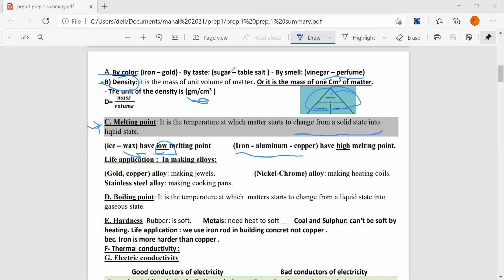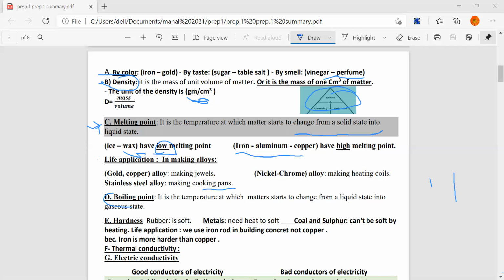A life application of the melting point is making alloys. A copper-gold alloy is used in making jewelry, a copper, nickel, chrome alloy is used in making heating coils, and a stainless steel alloy is used in making cooking pans.